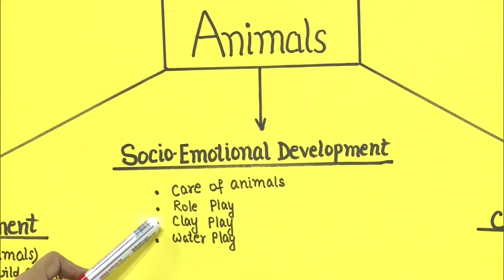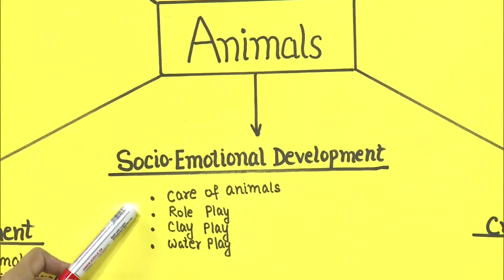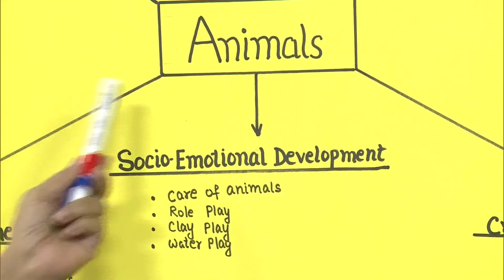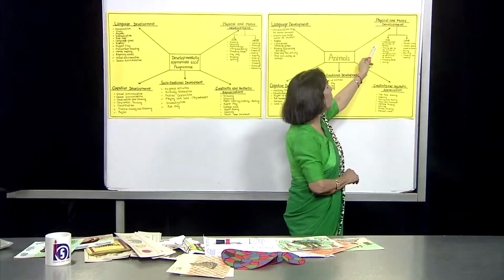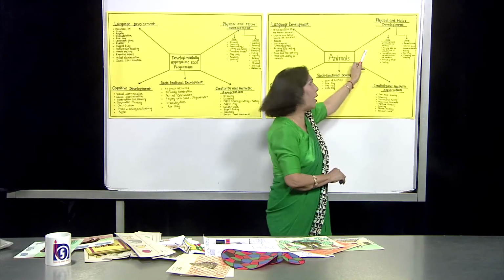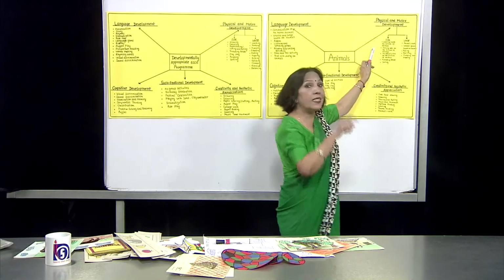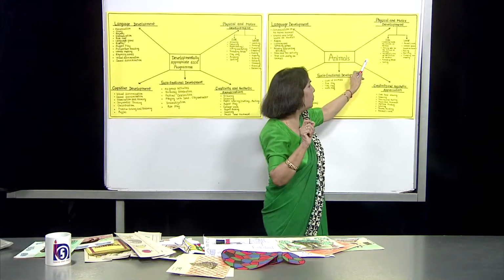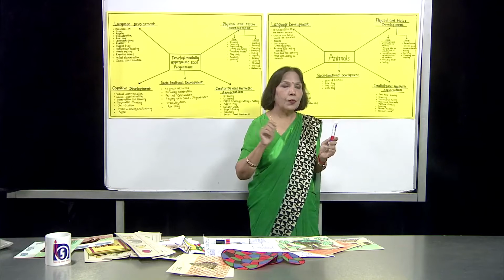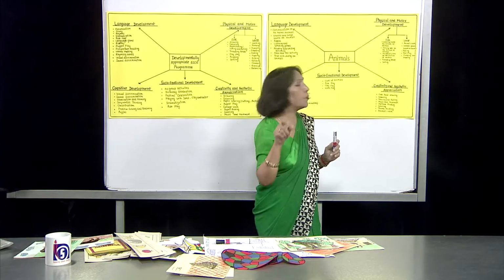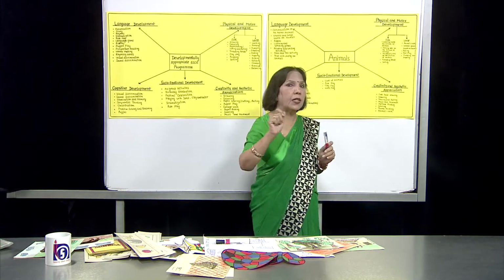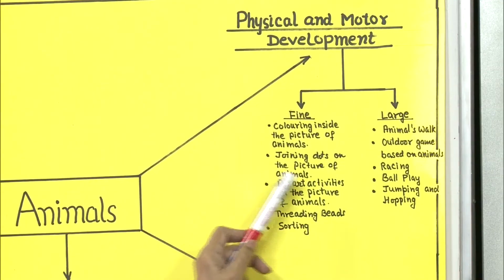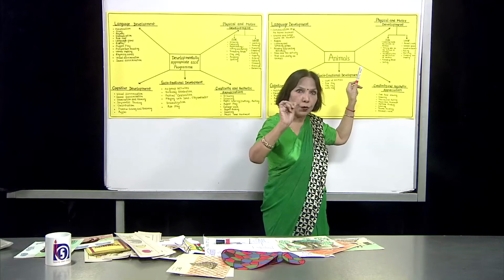For this development we can talk related to animals, care of animals. How can you care for the animals? Then role play, clay play and water play. Okay. Again physical and motor development, fine motor, coloring inside the picture of animals. Give them the paper and drawing of some animals and children will color inside the animals, joining dots on the picture of animals for fine motor development.